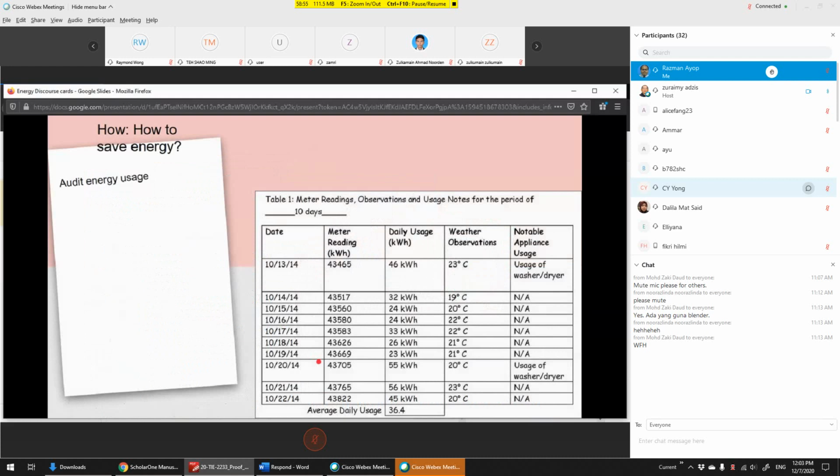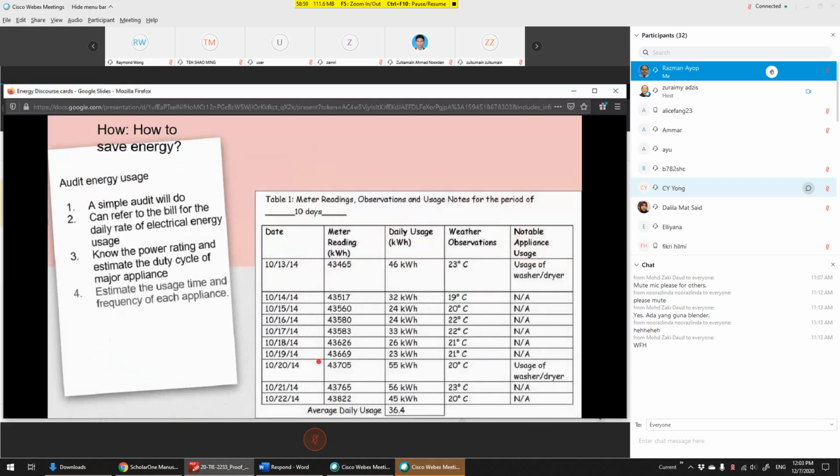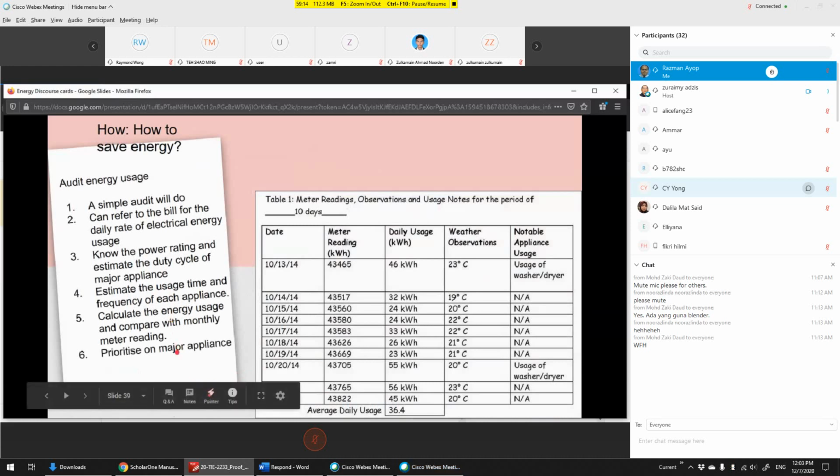Well, if you have time, you do the audit. The simple audit will do. Just compare the bill between previous months, but then you still need to know the power rating and estimate the duty cycle of your major appliances. Calculate the energy usage, compare with the monthly meter reading, and work out how to use energy more efficiently. You prioritize your major appliances such as your air conditioner, and if you have a dryer, and so on.